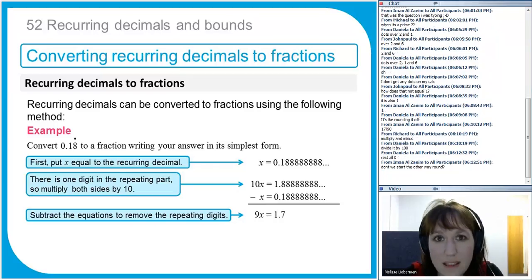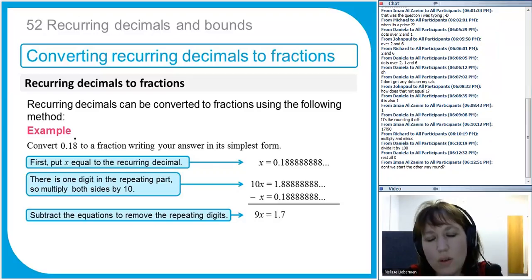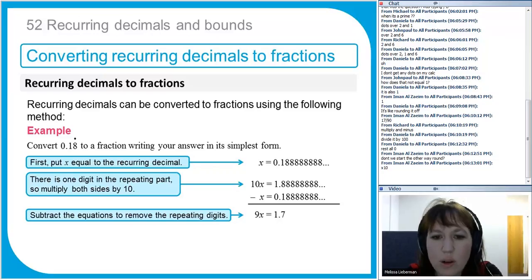So how can we find the value of x then? Why don't we start the other way around? I'm not quite sure what you're asking, Iman. So we need to take away the smaller one from the bigger one. So I wrote the x first, then I wrote the 10x, but I've just put it that way around, so normally you put the bigger number on top and the smaller number underneath. That's why I've repeated it there.